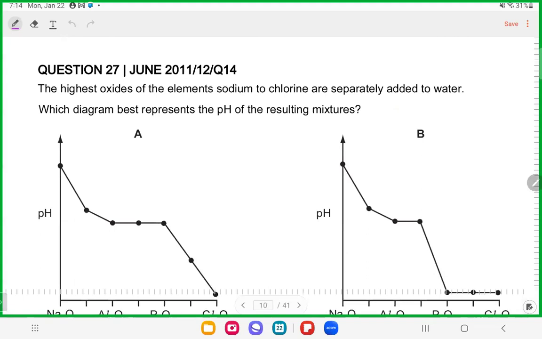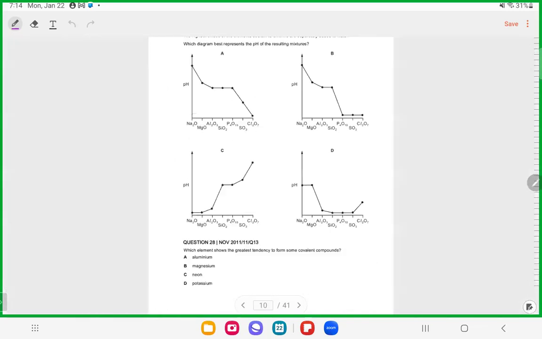Okay, पढ़ लेते हैं. The highest oxides of the element sodium, chlorine separately added to water, which property? ठीक है, no, this is about the pH.